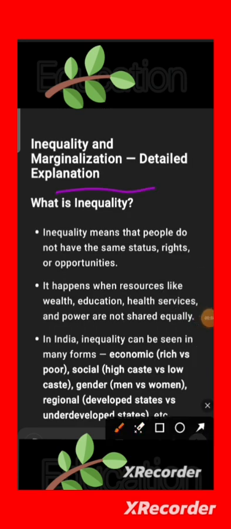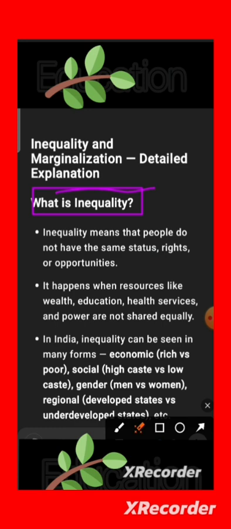Inequality and marginalization. What is inequality? Inequality means a condition where some people have more advantages like wealth, education, power, while others have fewer or none. These differences are not always based on ability or hard work. Often they are created by historical, social or structural factors.